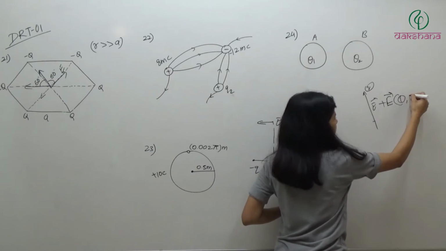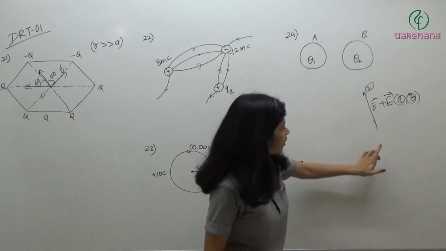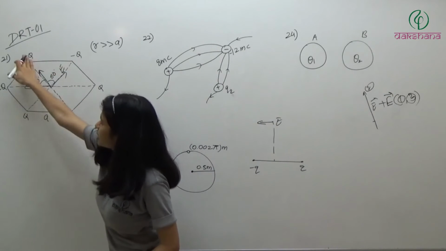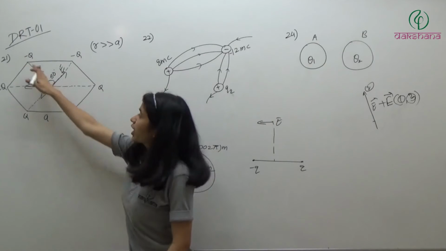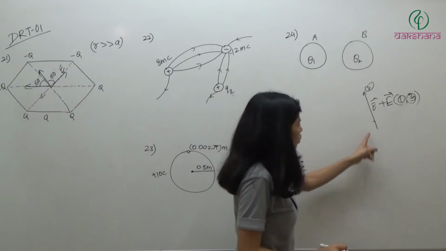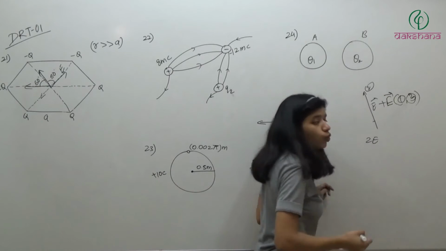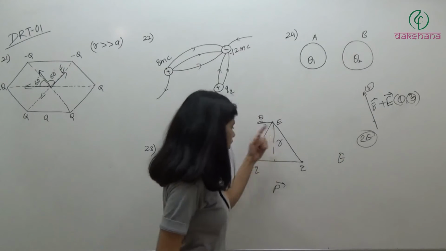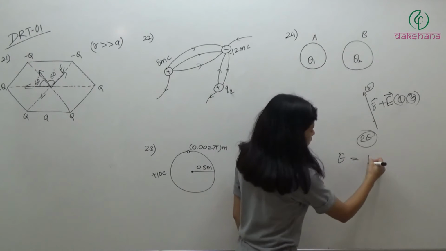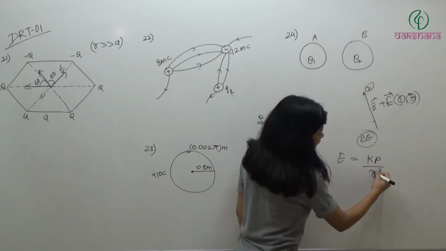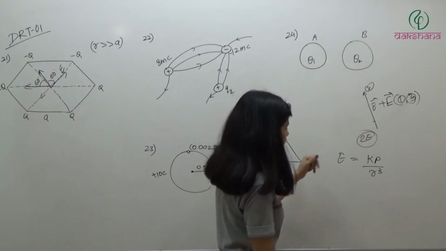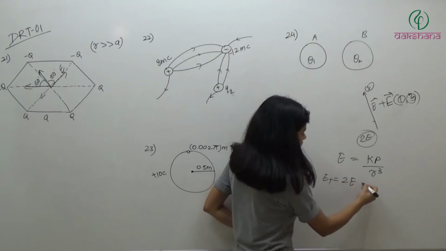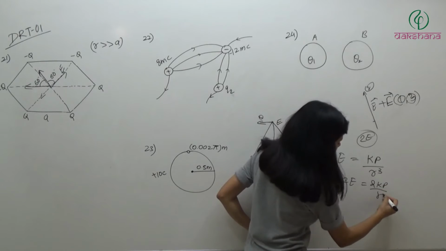This is the resultant of 1 and 3, and already we have E in this direction, which is also at 60 degrees. The resultant of this and this will be in this direction and equal to E, and already we have one E in this direction. So we have a total of 2E in this direction. Now what is the value of E? E is equal to Kp divided by R cube. So the total field is 2E, which equals 2Kp by R cube.